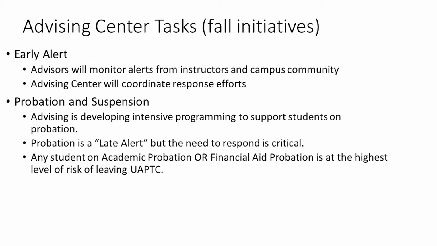So they're rolling out the early alert, and they want that to be housed in their office, because we want there to be a central place where those issues are taken care of, so that if it goes out, they can double check and make sure it has been resolved. And then probation and suspension students, they're going to continue to see those students as well. And the financial aid appeals.